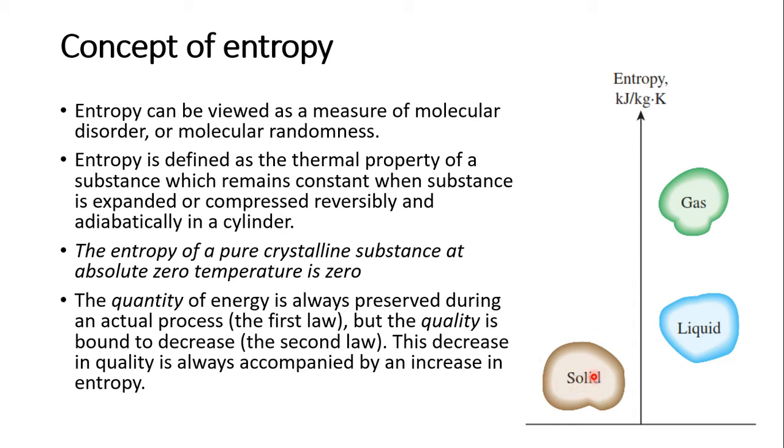Now if you change the state by supplying heat to the solid, it becomes liquid. So liquid will have higher entropy as compared to solid. Again, when you add heat, liquid converts into gas. This gas will have higher entropy as compared to solid and liquid. So here you can see the direction of increase in entropy. It will be 0 at absolute zero Kelvin, and it goes on increasing. This is the importance of this diagram.